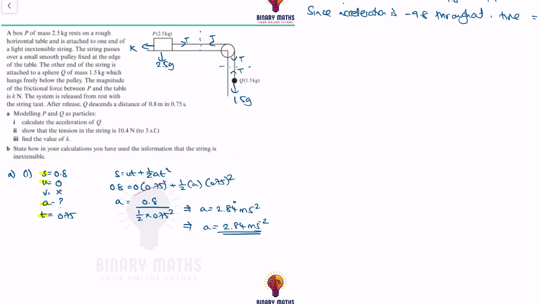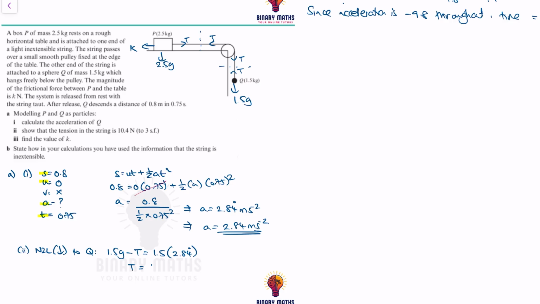Part 2, show that the tension in the string is 10.4 newtons to 3 significant figures. So part 2, Newton's second law. Because we have an unknown in K, another unknown involved, we might as well do it. Apply Newton's second law vertically to Q. Then we have 1.5 G minus tension must be equal to 1.5 times acceleration, which is 2.84 recurring.